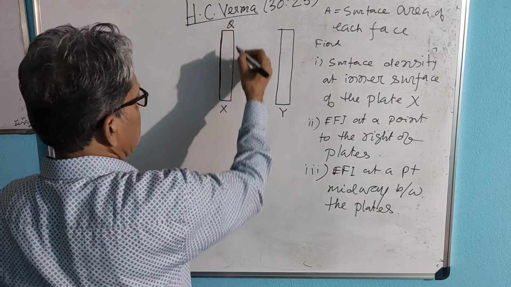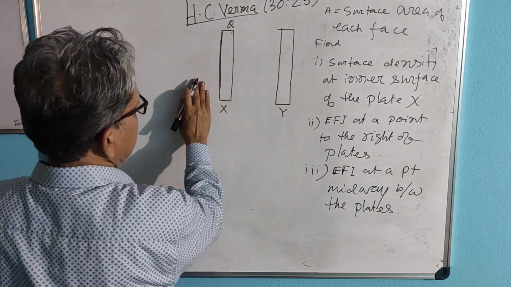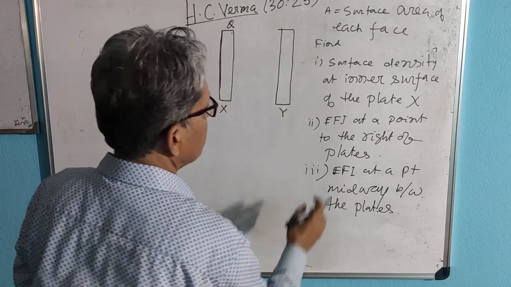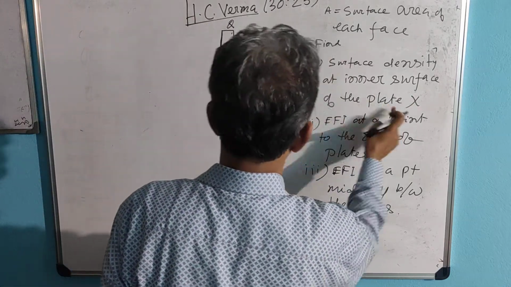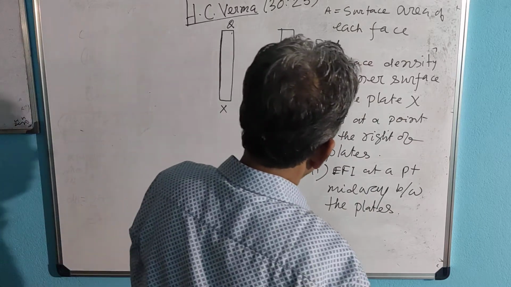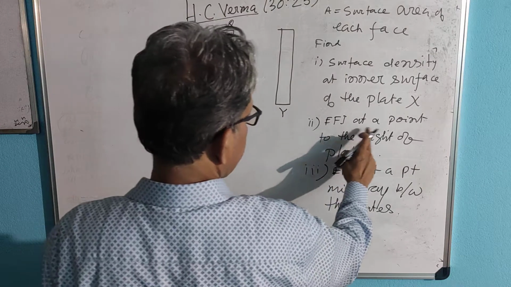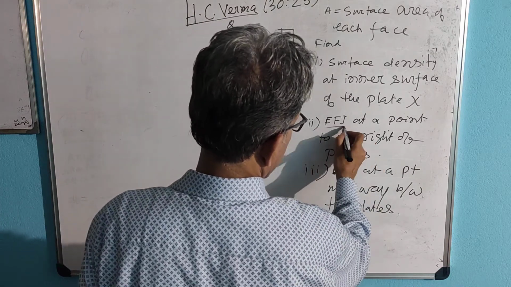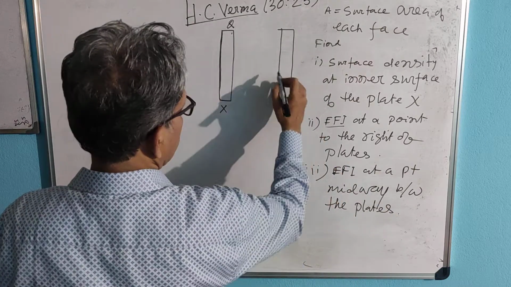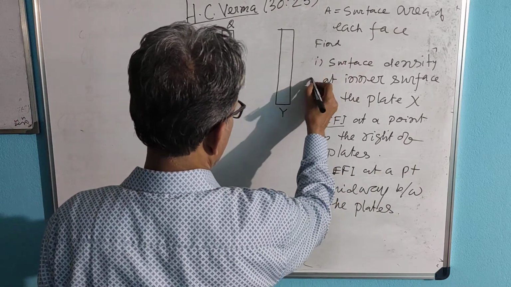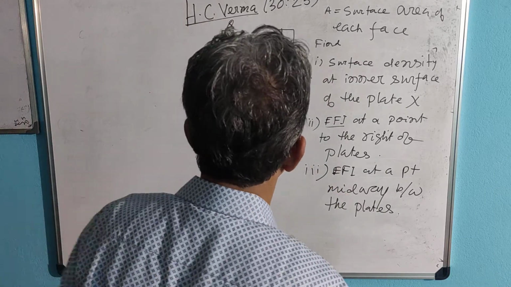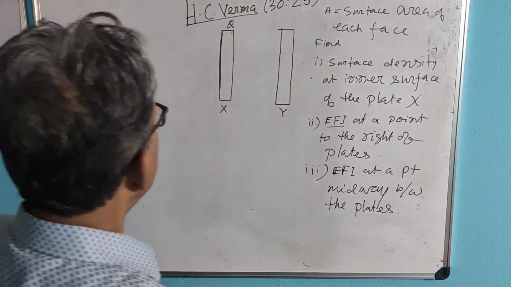This is X plate, this is Y plate. X plate is charged, Y plate is neutral. Find the surface density at the inner surface of the plate. A surface density we have to find out. Number 2: the electric field intensity at any point to the right of the plate. And number 3: at a point midway. So apply the principle.